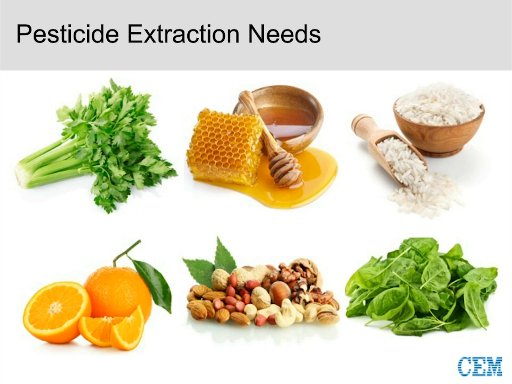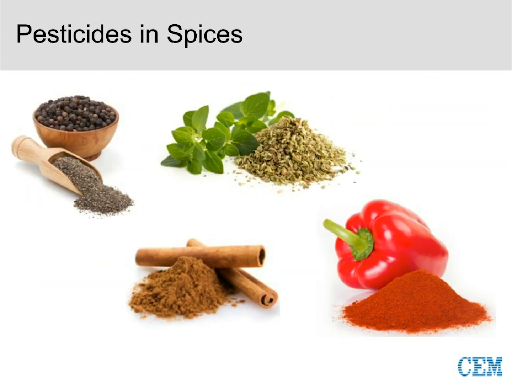Another sector of difficult types of matrices is spices in general. So this is going to be the focus of this talk. Primarily, most of the data we're going to talk about are extractions of these 4 spices: black pepper, oregano, cinnamon, and paprika. And spices, even more than the foodstuff we just looked at, add extra complexity because they go through some extra processing to get to that dry substance that we're purchasing in our grocery stores. So they have more opportunity to be exposed to contaminants. And they're just in general known to be difficult matrices.